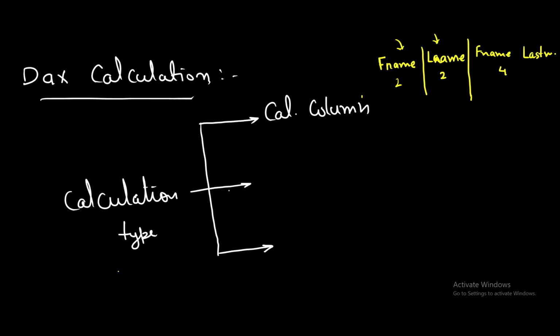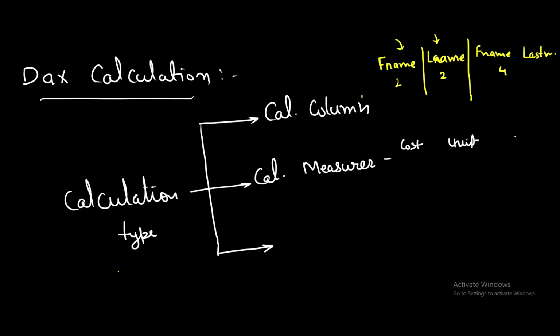The next we have is the calculated measure. What is this calculated measure? In this, we are calculating the data available in my table. For example, we have the cost of the product, and this is the number of units sold.